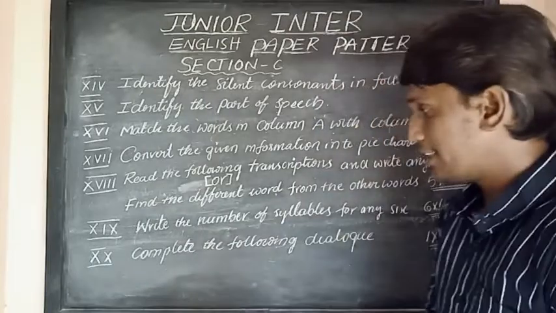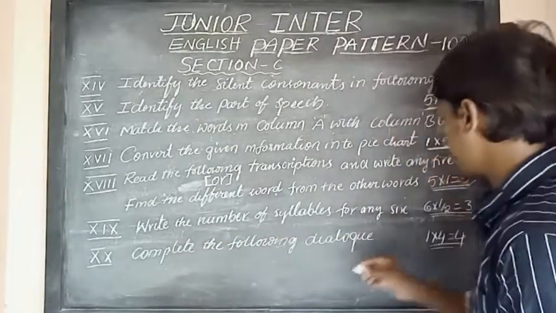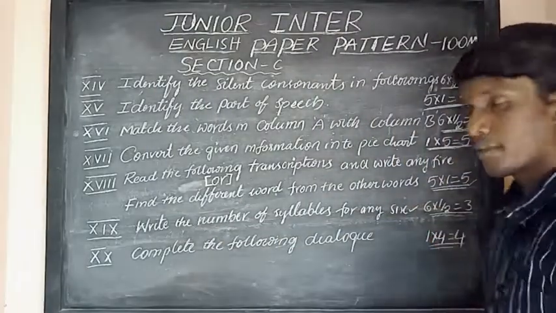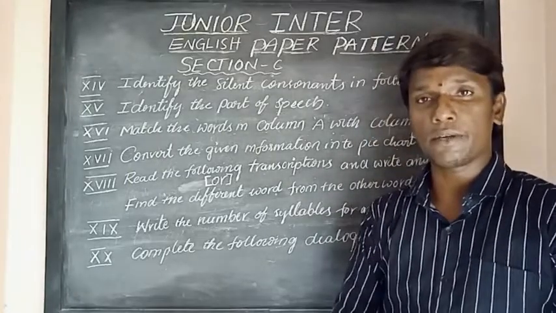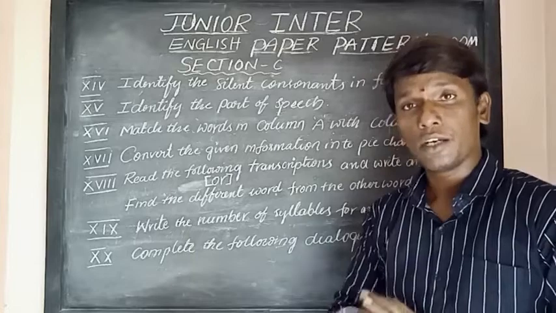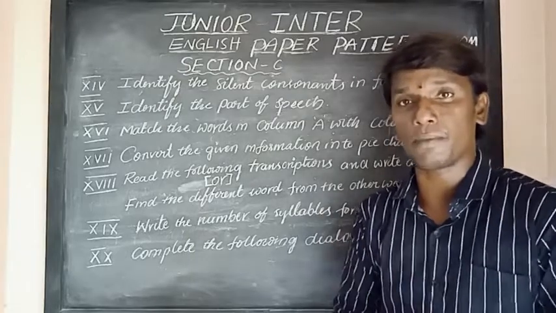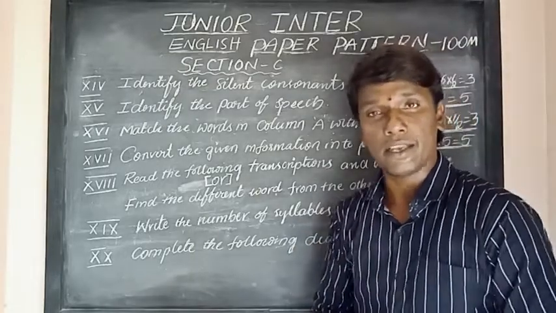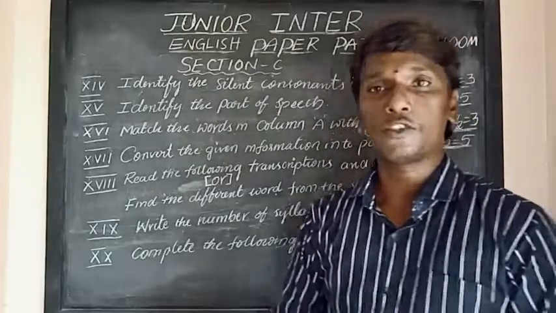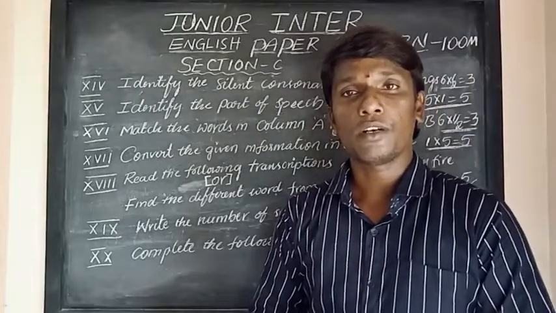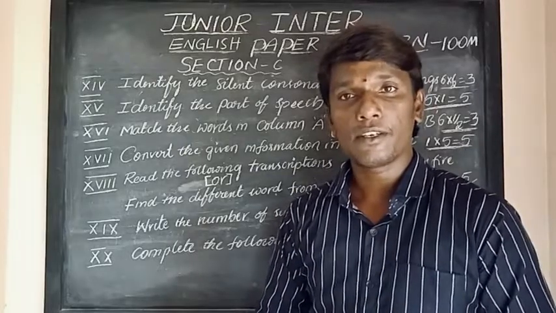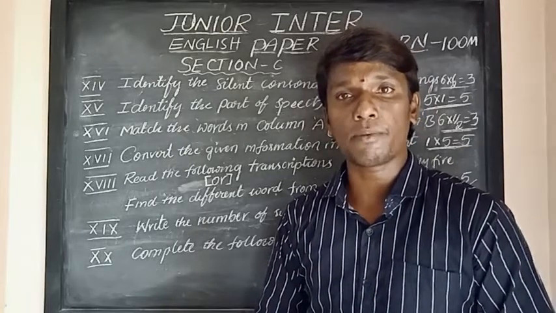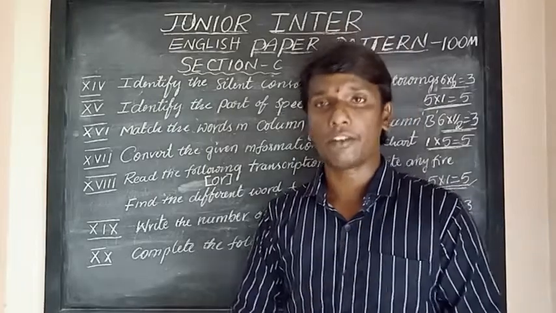Now the 19th question: write the number of syllables for any 6 words. That means here 8 words are given. You have to write the number of syllables. How many syllables are there in a given word? A word can be monosyllabic, disyllabic, trisyllabic, or have 4 syllables, 5 syllables, and more than 5 syllables.